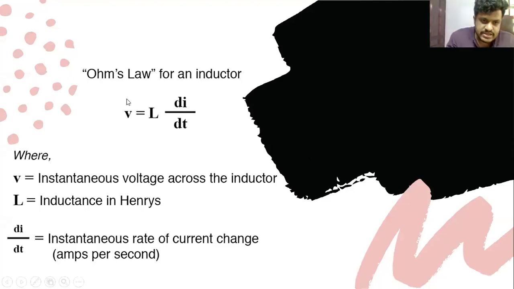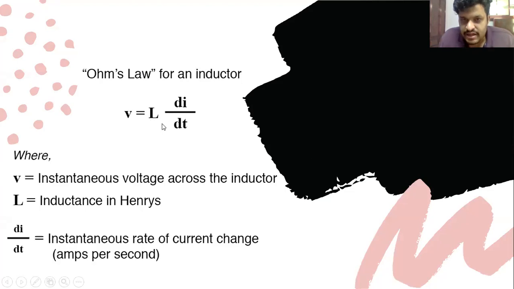We studied that V equal to IR is the general Ohm's law. But here, in the case of an inductor, Ohm's law is V equal to L into di by dt. This is the equation in the case of an inductor. I'll explain each term. Here V is the voltage across the inductor. L is the inductance.